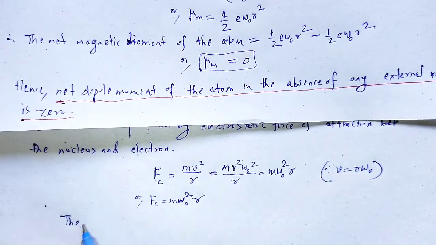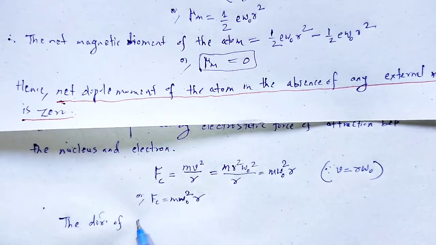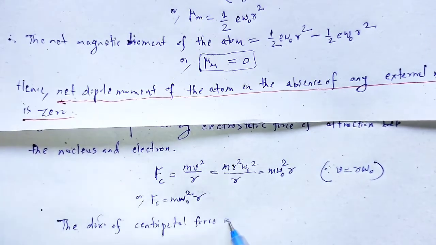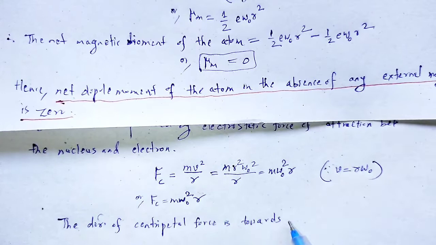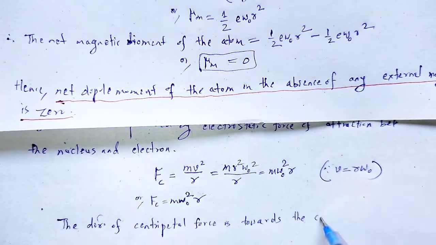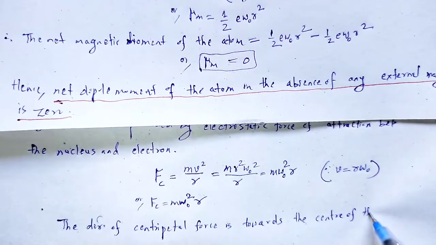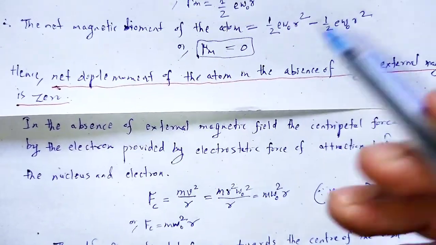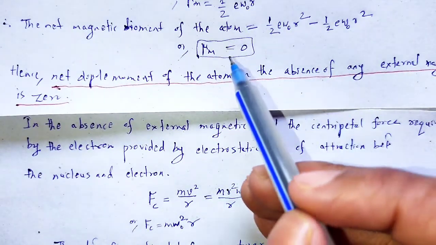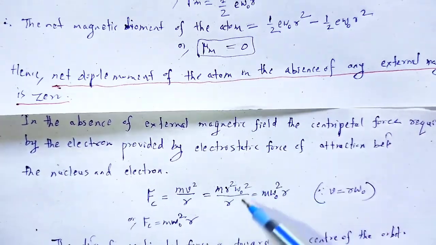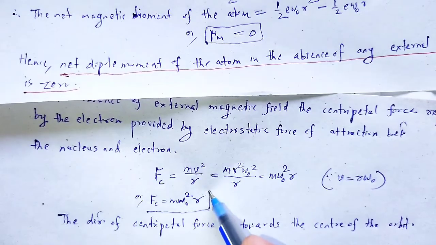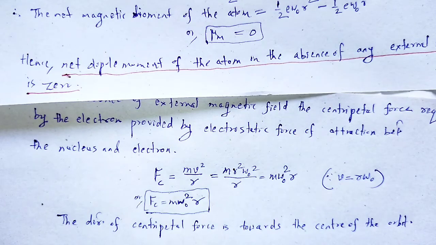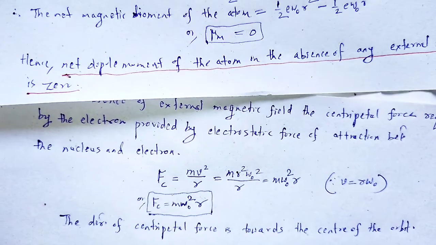The direction of centripetal force is towards the center of the orbit. This will happen when there is the absence of an external magnetic field. So, the net dipole moment inside that atom will be 0 and the centripetal force is equal to m omega naught square r. But when we apply an external magnetic field, then what happens?